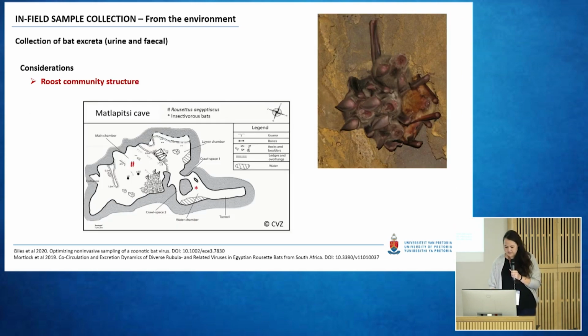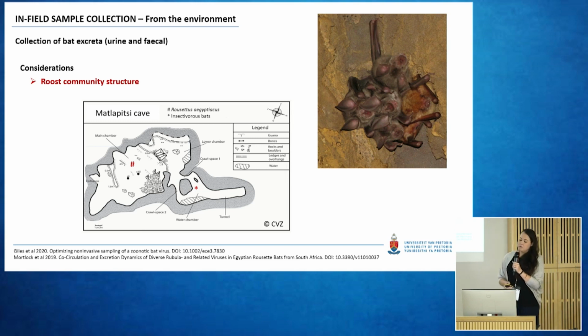So the second consideration would be the roost community structure. If we collect samples from an environment, we can't with 100% confidence say that this sample came from a Rousettus, for instance, because we didn't actually collect it from the individual. But if you know a bit more about the roost community structure, you can with a high certainty say that the samples that you collected are in fact from the species.